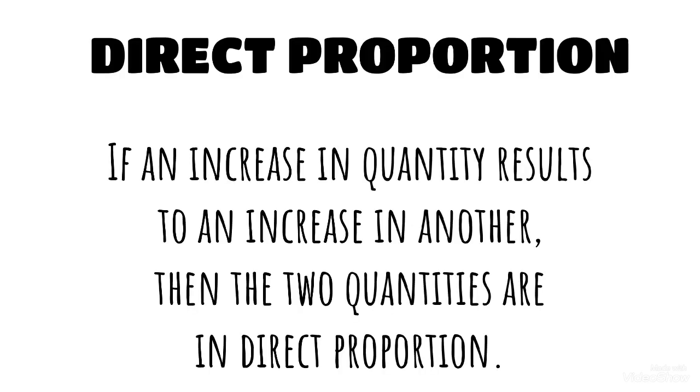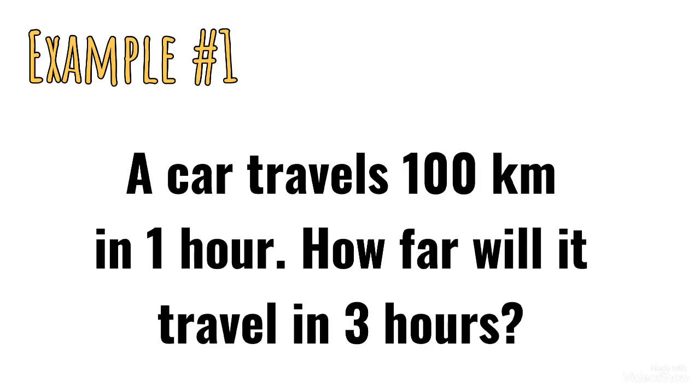Direct proportion. If an increase in quantity results to an increase in another, then the two quantities are in direct proportion. Here's an example. A car travels 100 kilometers in 1 hour. How far will it travel in 3 hours?